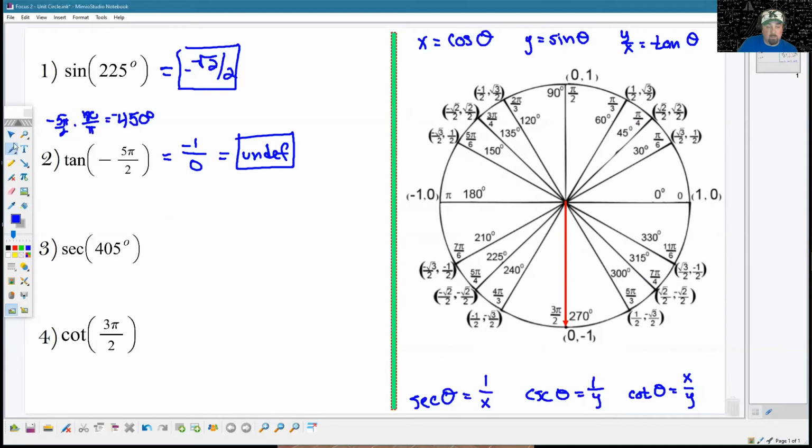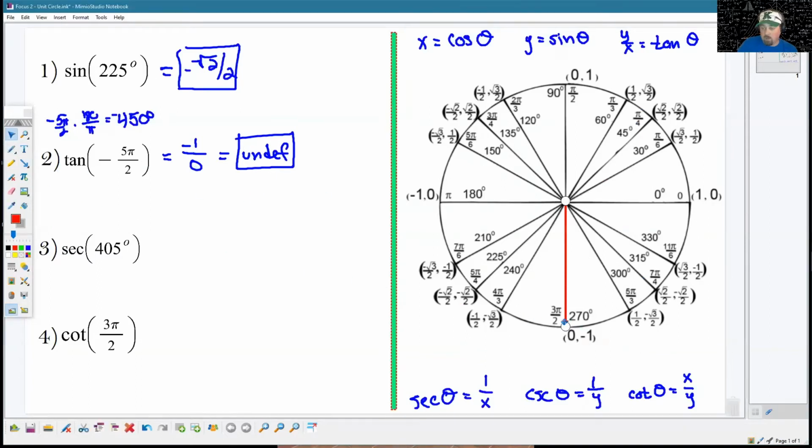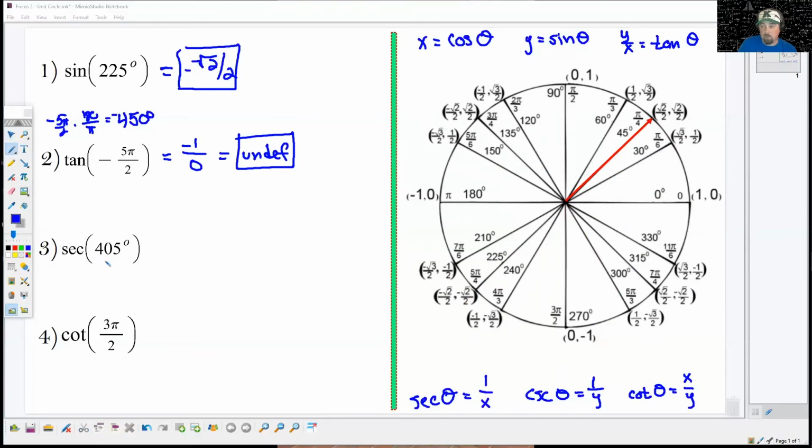All right, secant, 405 degrees. So rotate 405. That's bigger than 360. How much bigger? It's 45 bigger than 360. So we're going to go all the way around the circle and 45 degrees. So we're pointing at that root 2 over 2, root 2 over 2, a point right here in the first quadrant. Now secant's a little bit different. Secant is the reciprocal of cosine, so we're going to go 1 over the x.